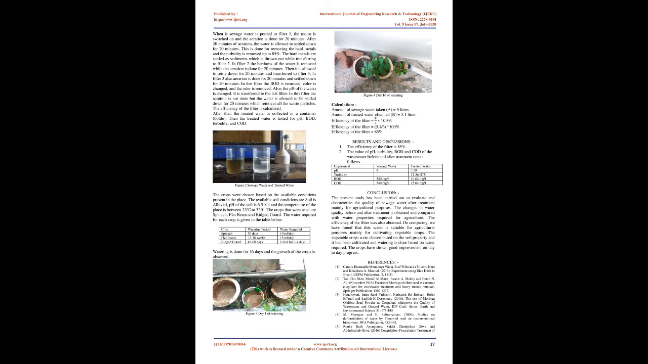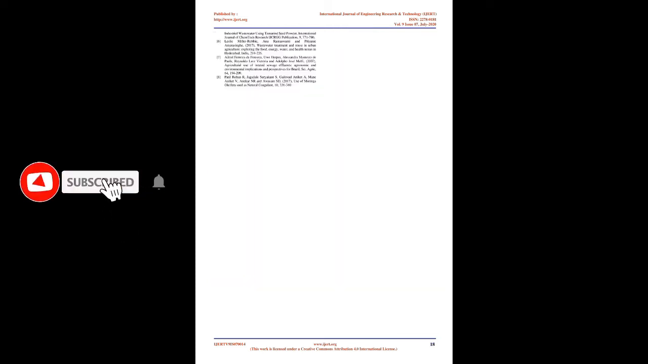In filter 2, the hardness of the water is removed while aeration is done for 20 minutes. Then it is allowed to settle down for 20 minutes and transferred to filter 3. In filter 3 also, aeration is done for 20 minutes and settled down for 20 minutes. In this filter the BOD is removed, color is changed, and the odor is removed. Also, the pH of the water is changed. It is transferred to the last filter.